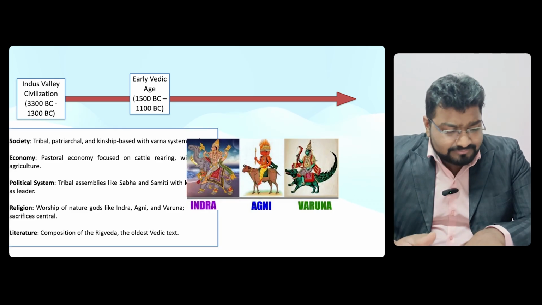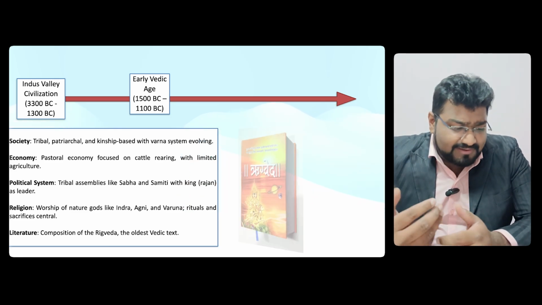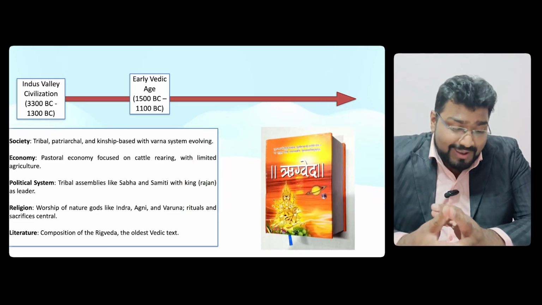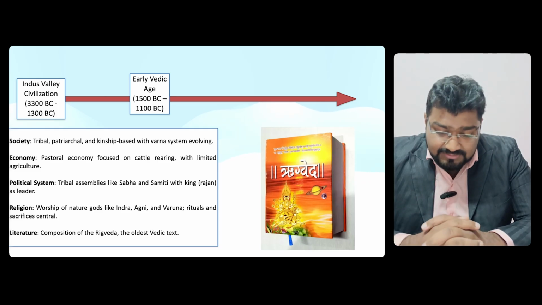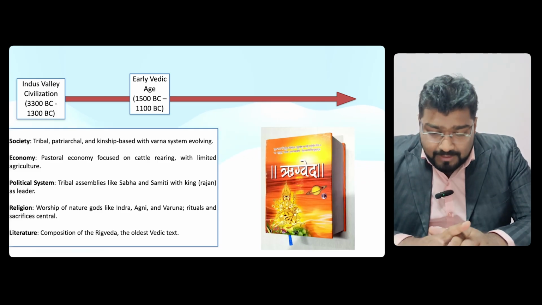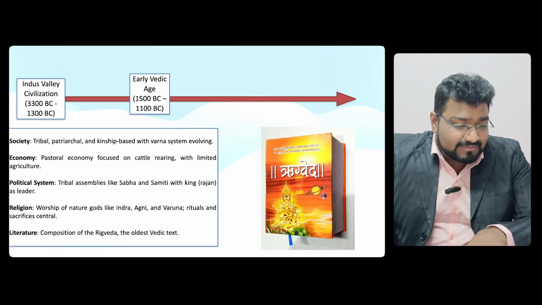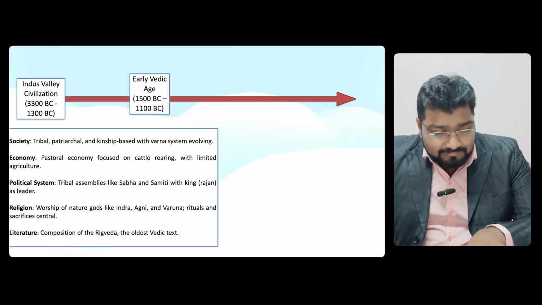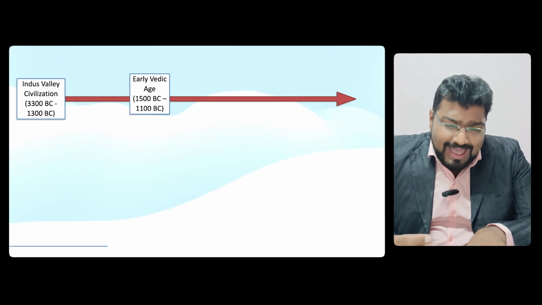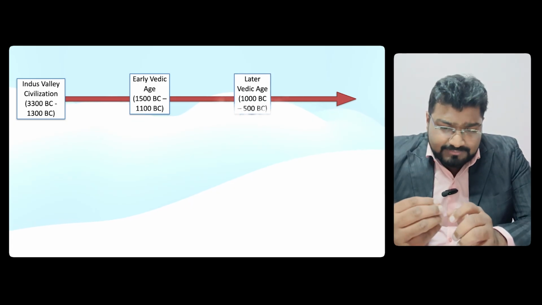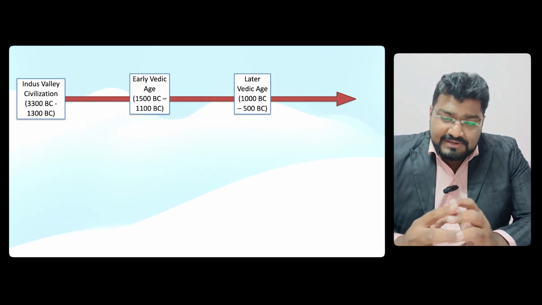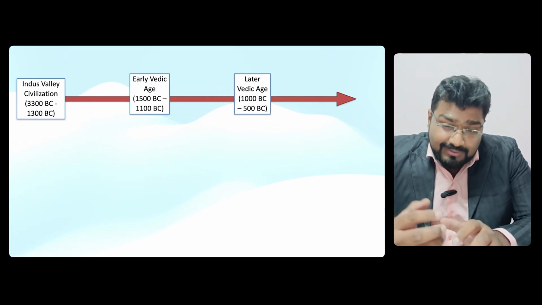Okay. Then literature happened. Literature was started. Composition of Rig Veda, the oldest text. Okay, not written on paper, but carried in memory across the generations. Okay. Then comes the later Vedic age. Now, as time passed, tribes grew into kingdoms, the rituals grew complex, and thought got deeper.